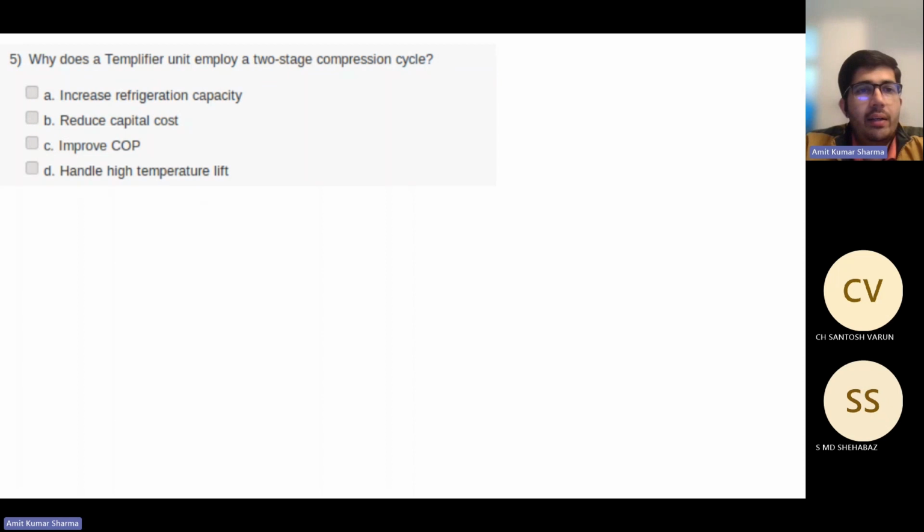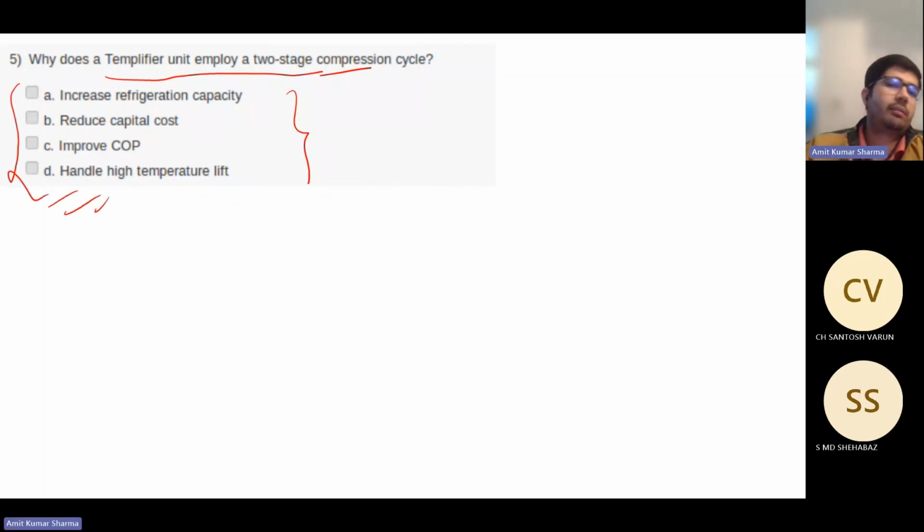So why does a templifier unit employ a two-stage compression cycle? What is the reason to apply a two-stage compression? We have already covered which types of compression, low pressure compression and high pressure compression. So why does a templifier use this two-stage compression? What are the reasons behind that? Let me know the answer.